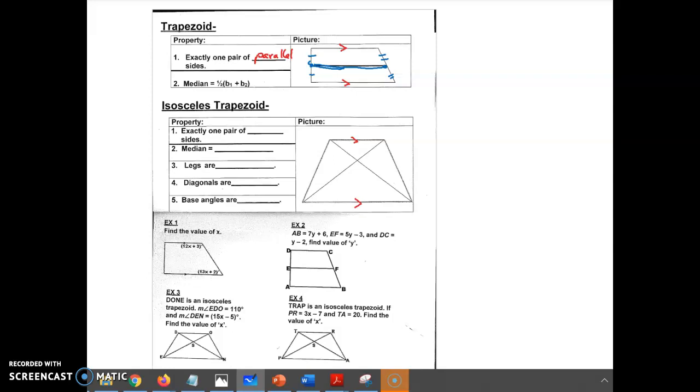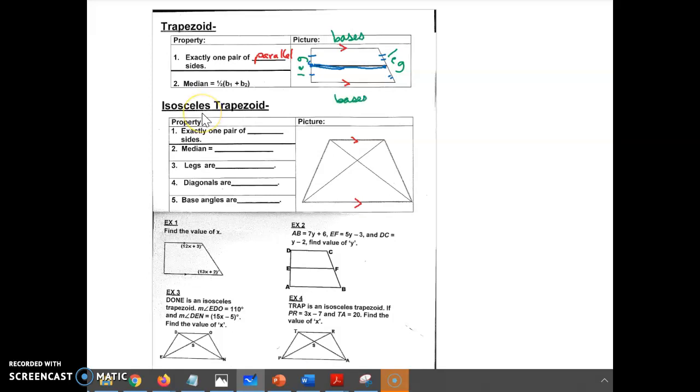Some of the vocabulary that we talked about with the trapezoid already is that the two non-parallel sides are called the legs. So this is a leg and this is a leg. And the two parallel sides are called the bases.